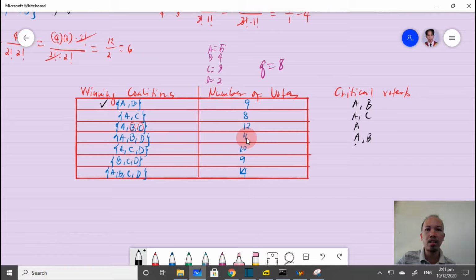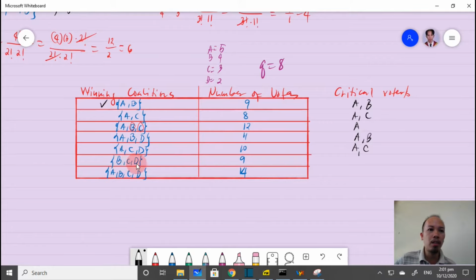A here is a critical. C, this is 10. 10 minus 3, the weight of C is 3, 7. So therefore, C is a critical voter. How about D? D is 2. 10 minus 2 is 8, which is greater than or equal to 8. So therefore, D is not a critical voter.